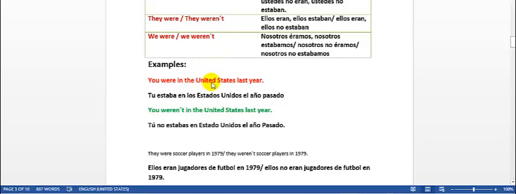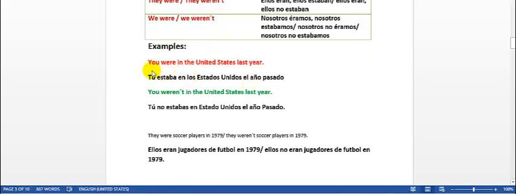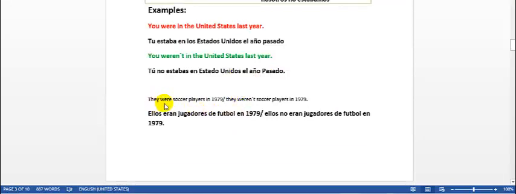You were in the United States last year. Tú estabas en los Estados Unidos el año pasado. The negative form, la forma negativa, you weren't in the United States last year. Tú no estabas en Estados Unidos el año pasado. So in this case, they were soccer players in 1979. Ellos eran jugadores de fútbol en 1979. They weren't soccer players in 1979. Ellos no eran jugadores de fútbol en 1979.